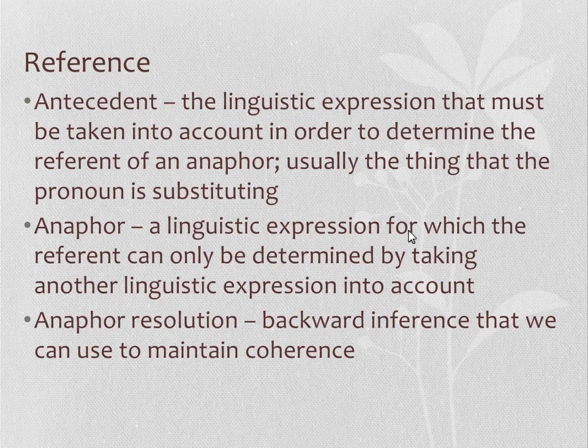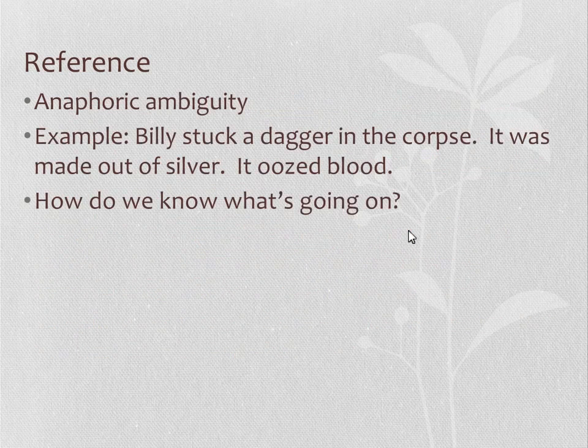So an anaphor or anaphoric resolution is that backwards inference that we use to maintain coherence. So when we hit that anaphor, the he, the pronoun, we go back in the text to figure out who it is that we're talking about or what it is that we're talking about. So anaphoric ambiguity is when we can't figure out which one is being talked about.